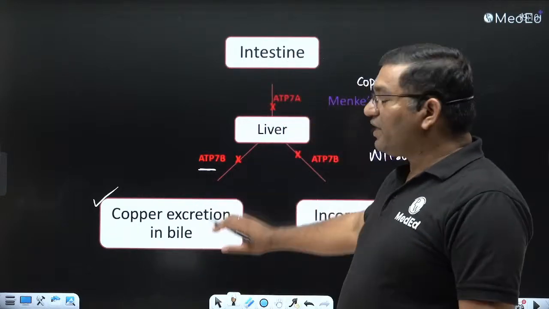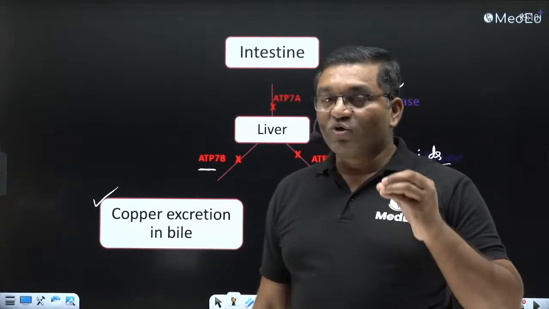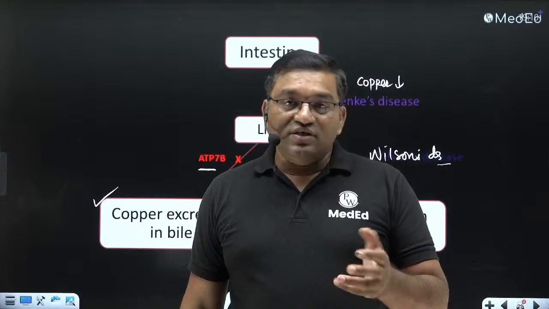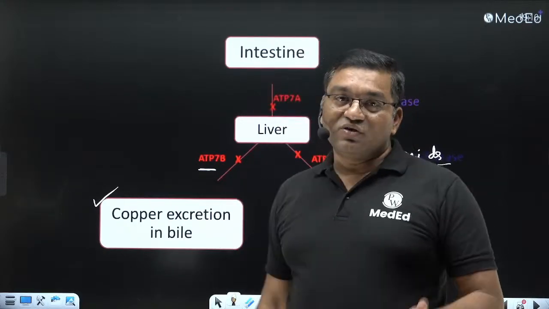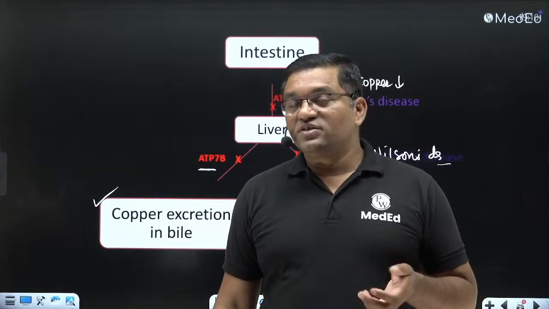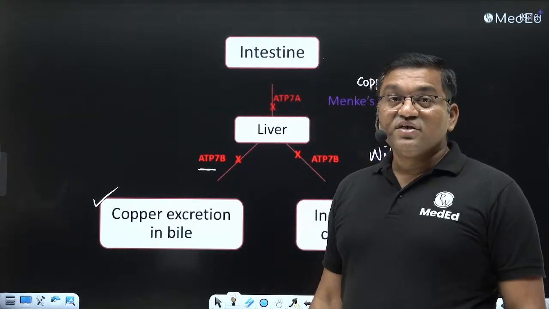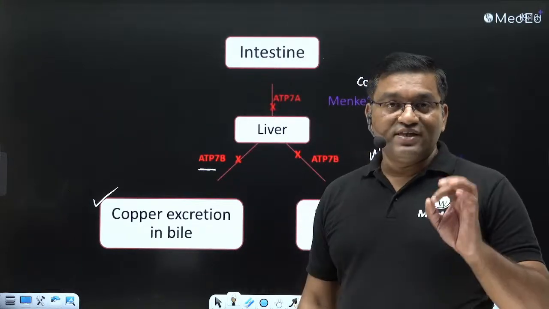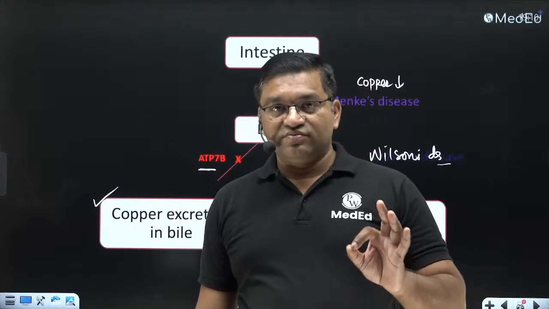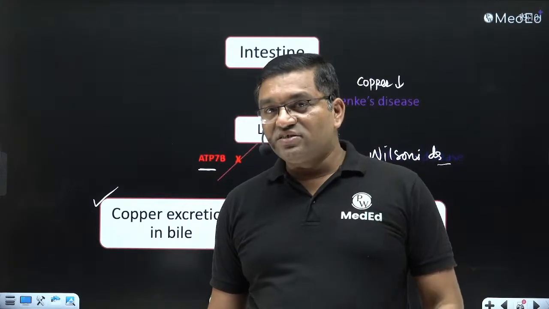So there is copper excess which accumulates in the liver, causes jaundice, and accumulates in the brain, which causes the mental problem. So there is decreased ceruloplasmin level in Wilson's disease. So this is very, very important: Wilson's disease, Menkes disease.